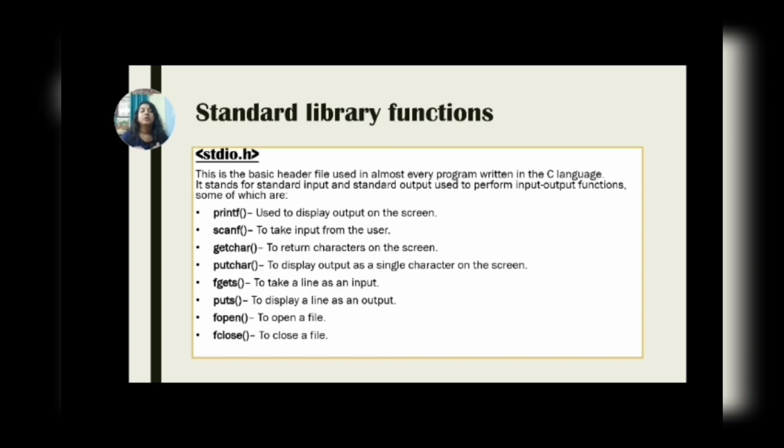These are some of the most commonly used stdio functions. The first is printf. It is used to display the output of the program. The second is scanf. It is used to take input from the user. getchar is used to read characters from the screen. putchar is used to display output as a single character on the screen. fgets is used to take a line as an input. puts displays a line as the output. fopen is used to open a file. fclose similarly is used to close a file. The names are quite related to the functions if you see.